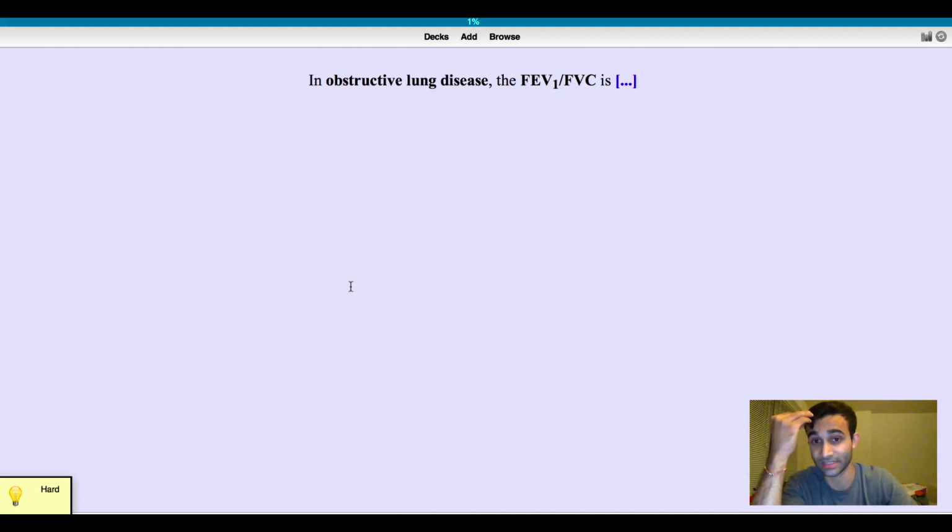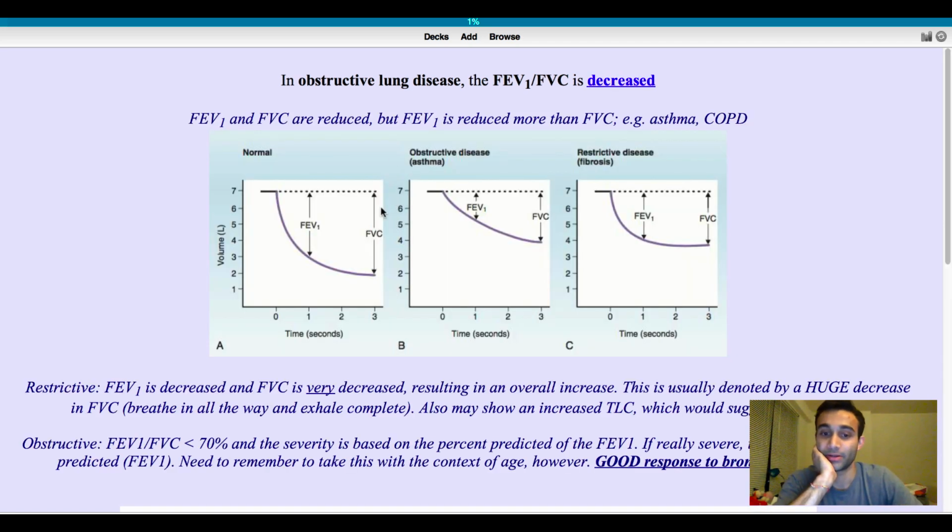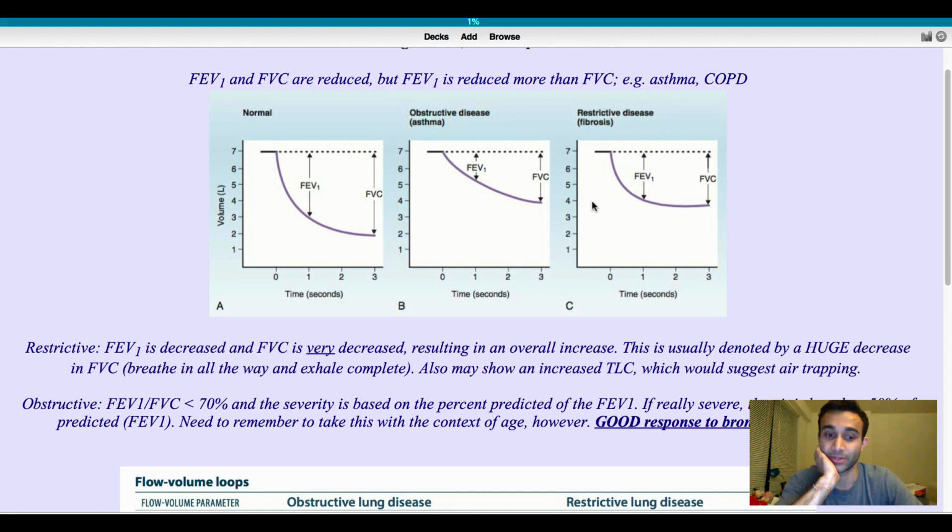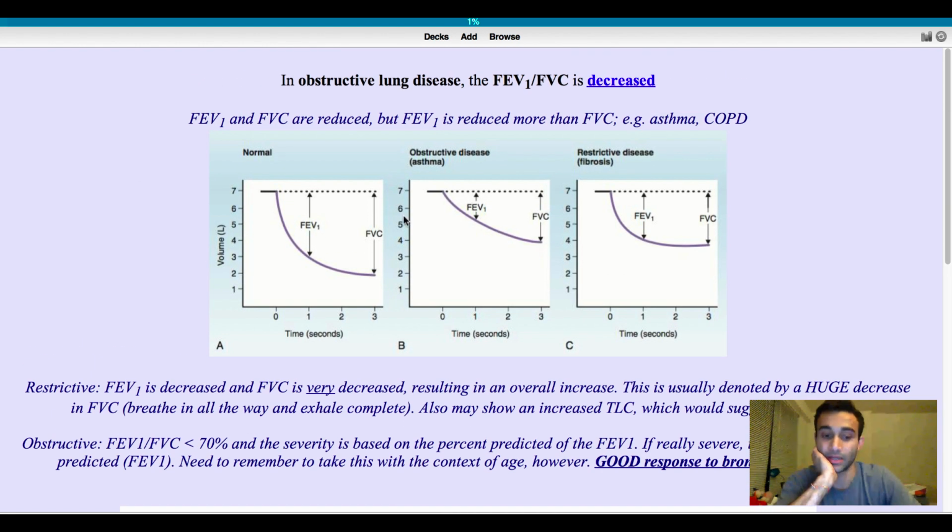In obstructive lung disease, FEV1 over FVC. Obstructive means it's obstructed on the way out, which means it's tough for you to get things out, which means when you're trying to do a forced expiratory volume, it's going to be decreased. So right there, you'll see right here it's decreased. This also includes a nice little image.